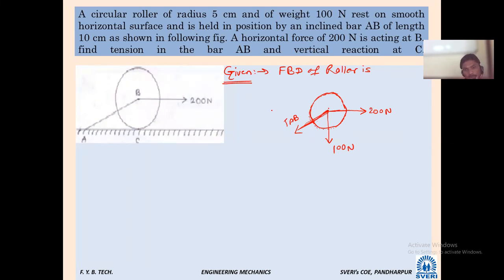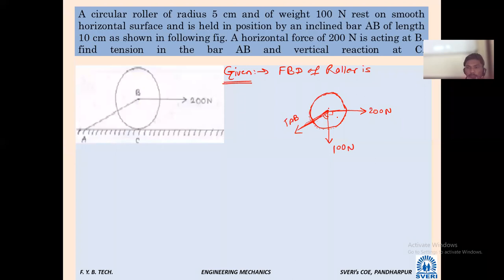Whether it is possible to find the angle. This angle, there is no question, it will come 90 degrees. So is it possible to find this angle? Just check with me.